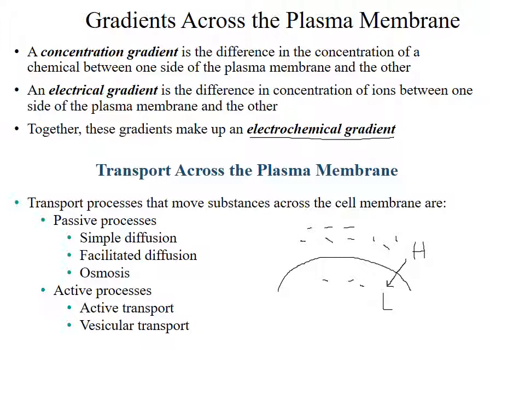That electrochemical gradient will drive transport across the membrane. Depending on which direction we're following that gradient, we will either be using a passive process, which moves in a direction from high to low, or we will be using an active process, which moves in the opposite direction from low concentration to high concentration.